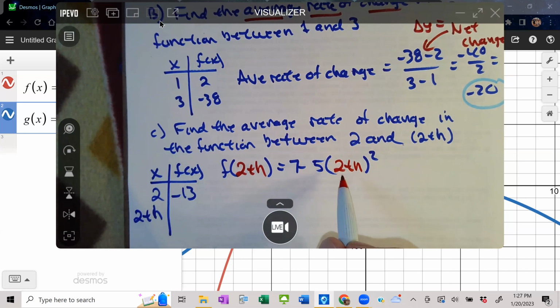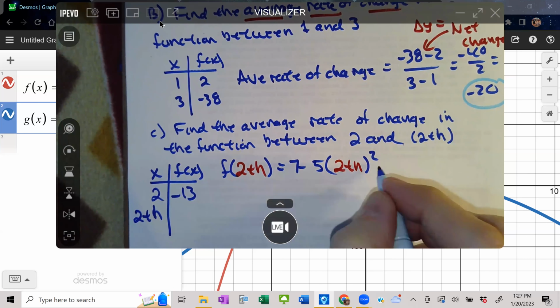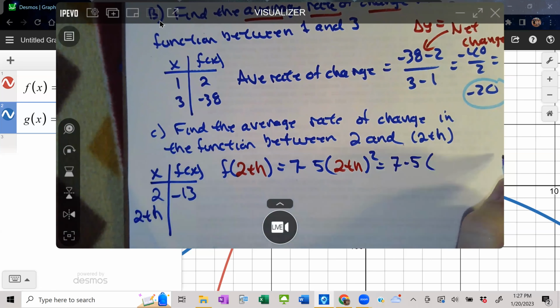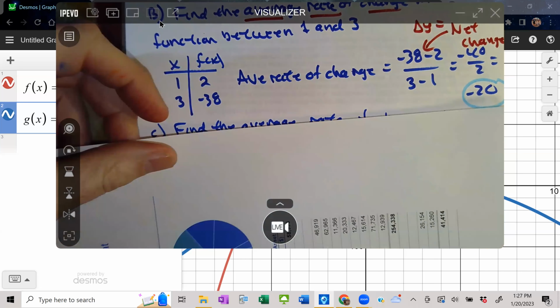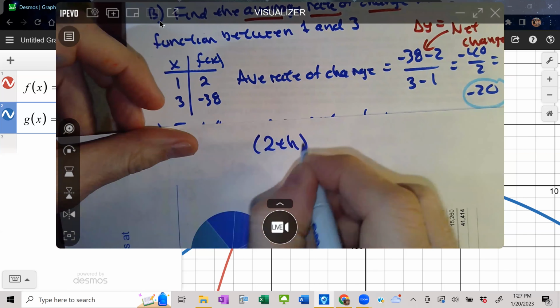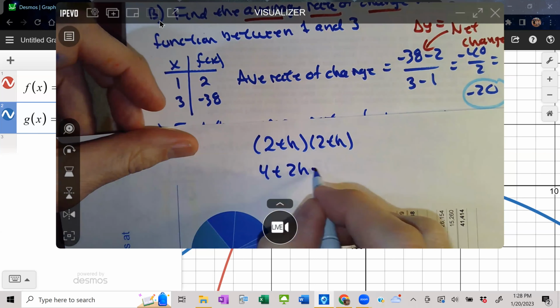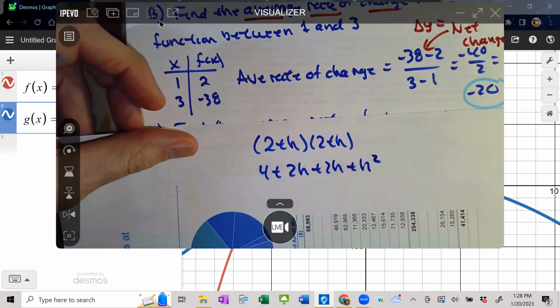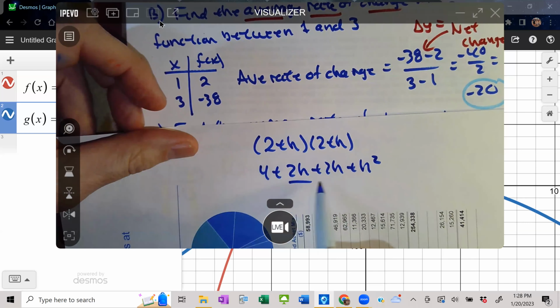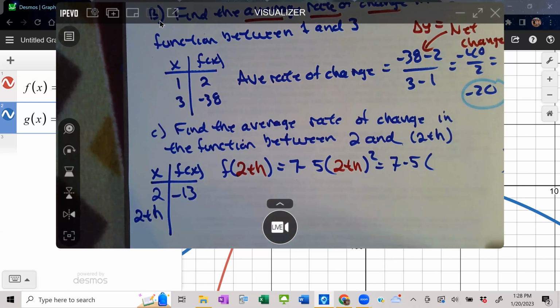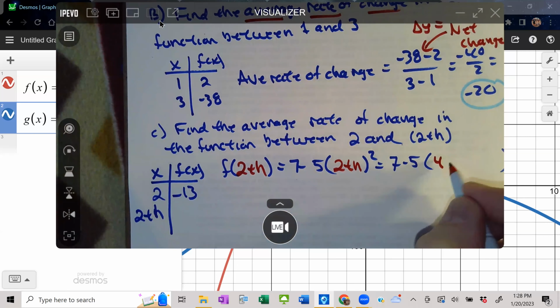Now do me a favor, when you square this, don't give me 4 plus h squared. You can't distribute the 2 like that. Instead, what you're going to get is 7 minus 5, 2 plus h times 2 plus h. Let me demonstrate that on a little separate sheet here. You're going to FOIL that out. 4 plus 2h plus 2h again, and that's always going to happen when you're squaring a binomial, is you get the middle term twice. So what you'll end up with is 4 plus 4h plus h squared.